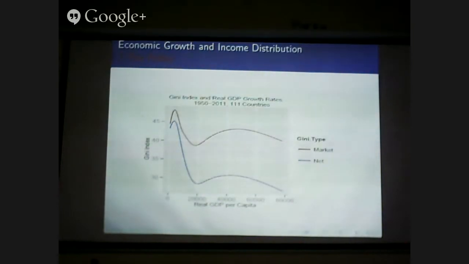Now here is another beautiful data set publicly available. That's called SWIID, Standardized World Income Inequality Data Set, made available by a person at the University of Iowa, I think, right? There you can get a Gini index for 111 countries for the period 1950 to 2011. Now the curve on the top, the red curve, is called the market curve.